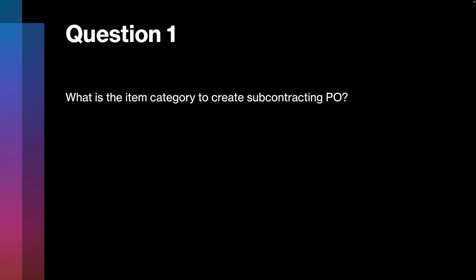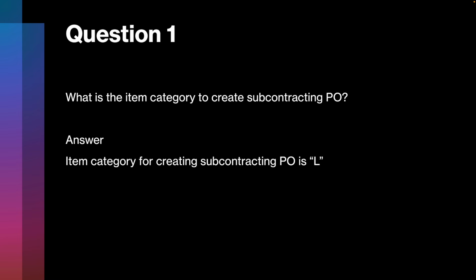So our first question would be, what is the item category to create a subcontracting PO? So the answer would be that the item category to create the subcontracting PO is item category L. You select this item category to create a subcontracting PO line item, and because of this item category only you are able to add components to your finished good PO line item.